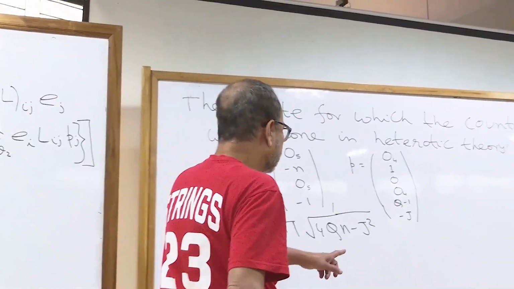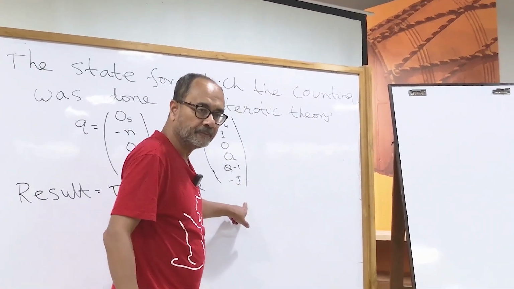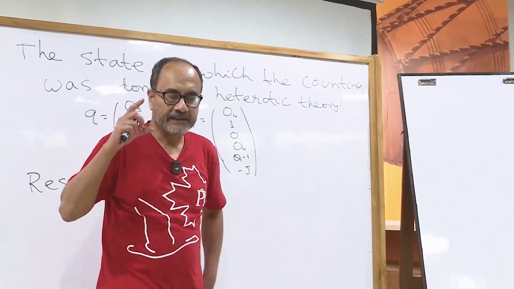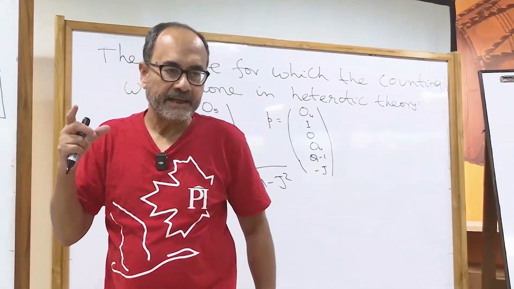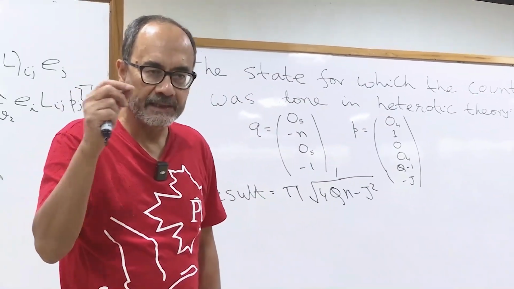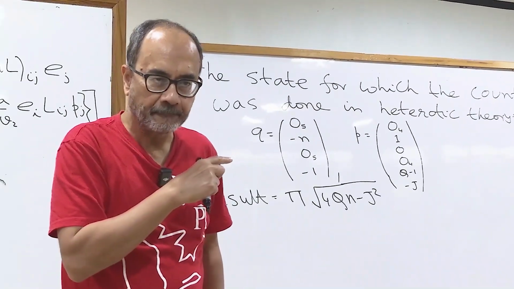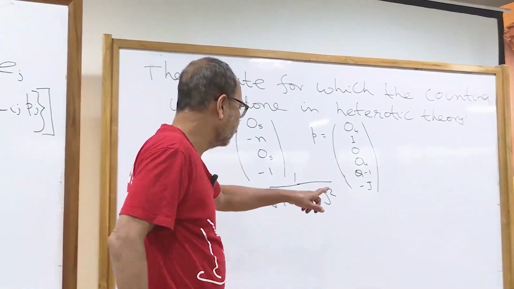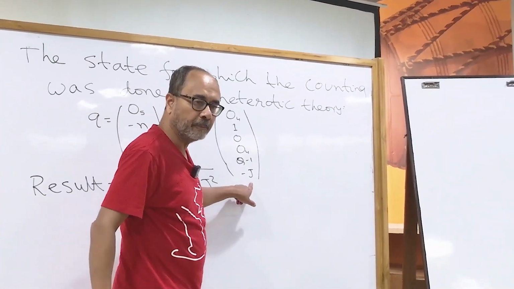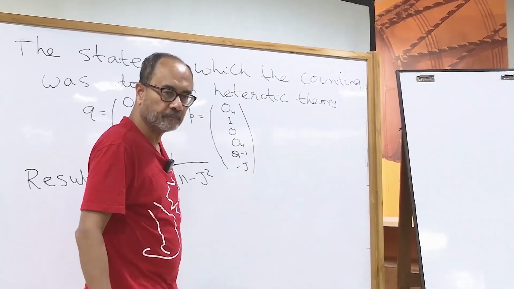J is one of the charges that I had introduced last time. We had three charges, N, Q1 and J, various components of B6, B4, B5, G4 and G5. One of them was J. So that J translates to this last component of P in this language.